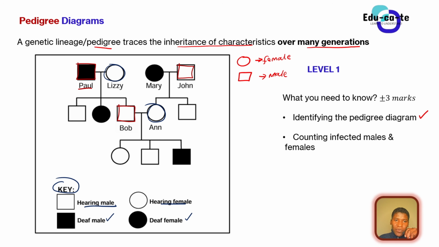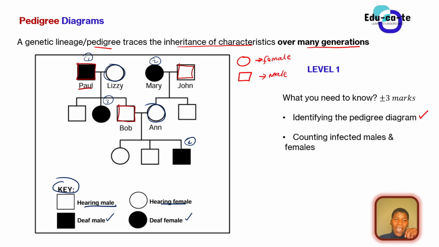You must be able to count the infected males and females. In this case, you're just going to count all the shaded ones. You've got 1, which is Paul, 2, which is Mary, 3, which is this one, and 4, which is this one. So here we have 4 individuals that are infected. In this case, the key tells us that the infection is being deaf, so 4 individuals are deaf.